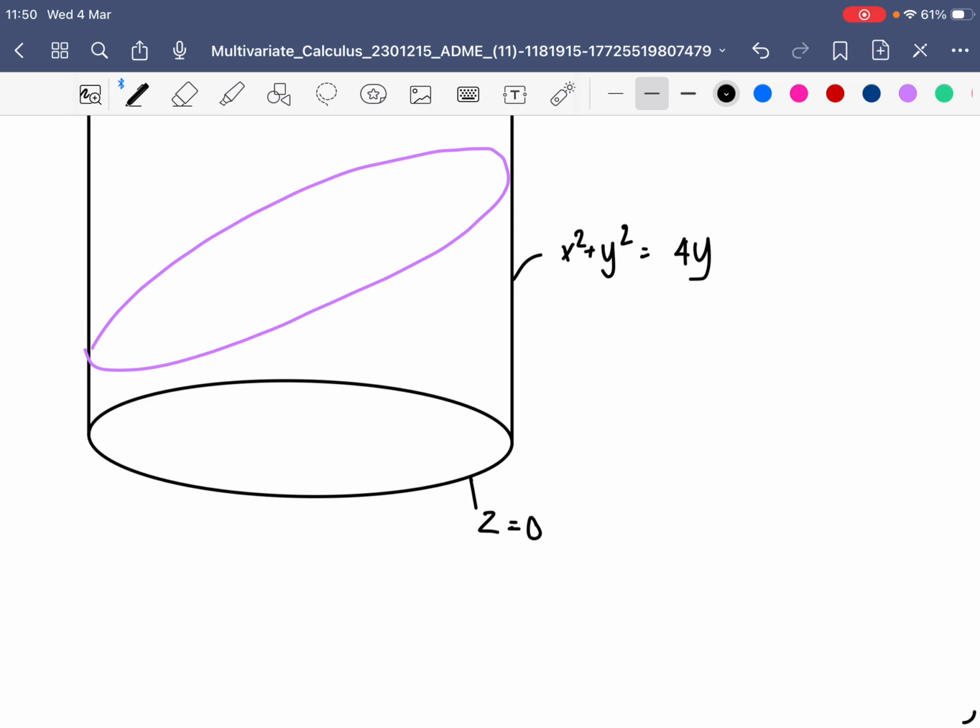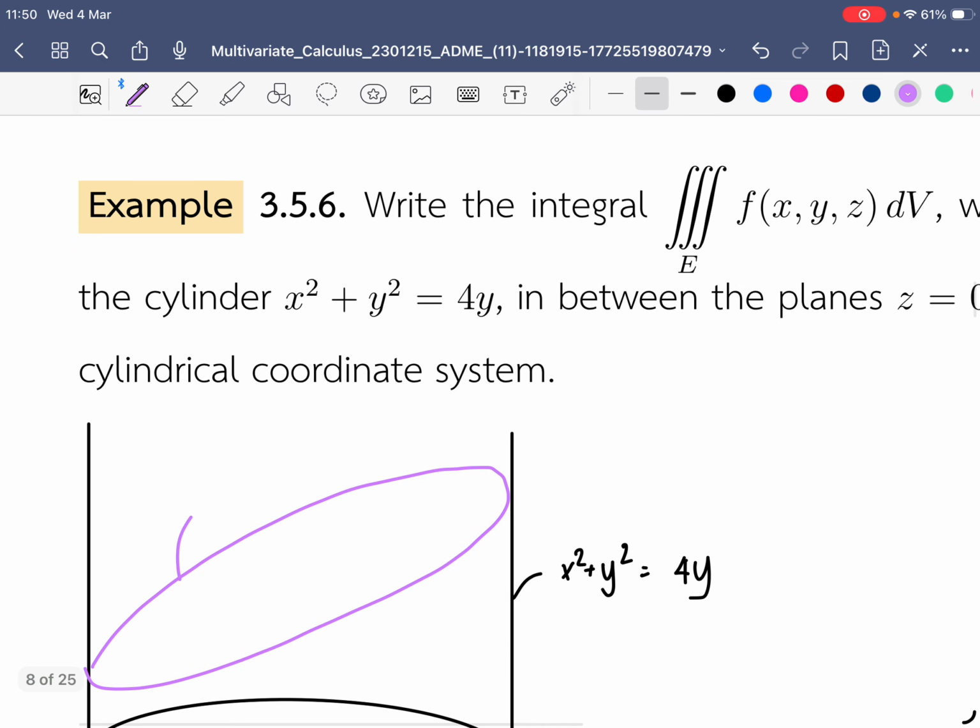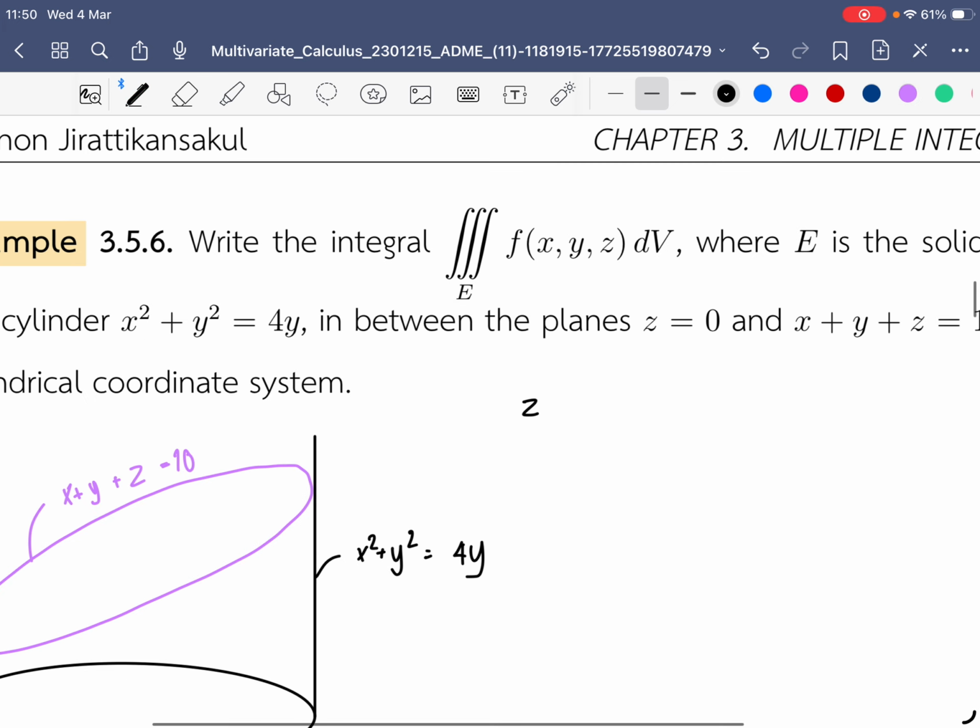So your z now starts from the floor to the upper plane, right? So z will go from 0 to where x plus y plus z is 10. This one I will change into polar: r cos theta plus r sin theta plus z is 10. So z is 10 minus r cos theta minus r sin theta.